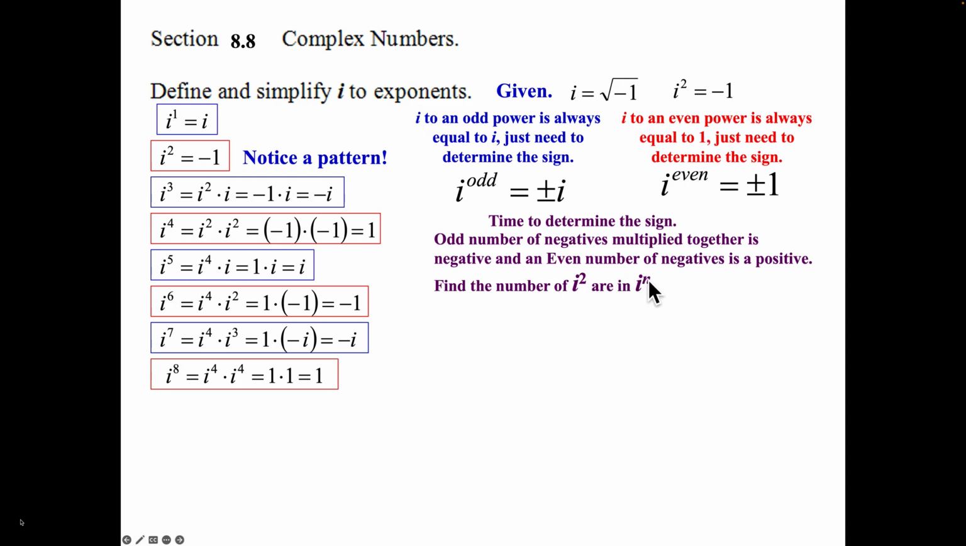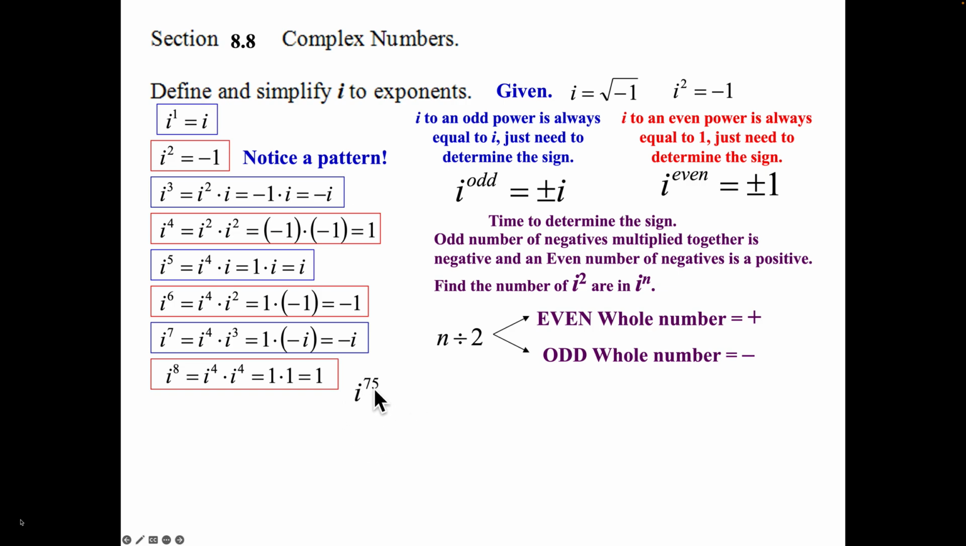So take the power n and divide it by the power 2. If you get an even whole number, your answer is positive. If I get an odd whole number, then my answer is negative. So let's look at some crazy examples.